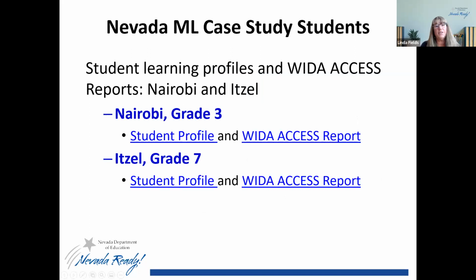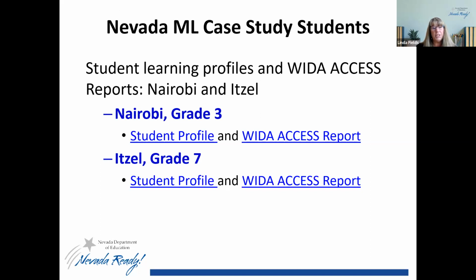So now we're going to dive a little deeper into learning about Nevada multilingual students by choosing one of two hypothetical ML students who attend Nevada schools. Their names are Nairobi and Itzel. If you're an elementary school educator, we suggest you follow Nairobi, who is in 3rd grade. Or if you are a secondary educator, we suggest you follow Itzel, who is in 7th grade.